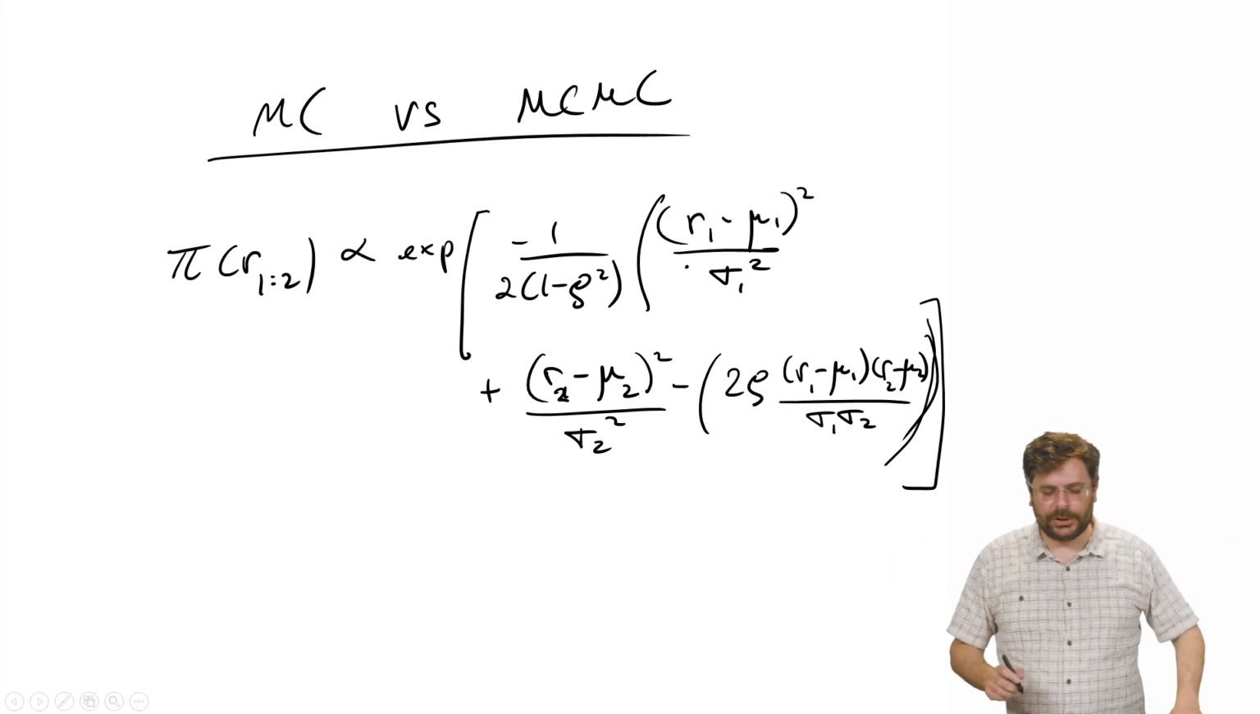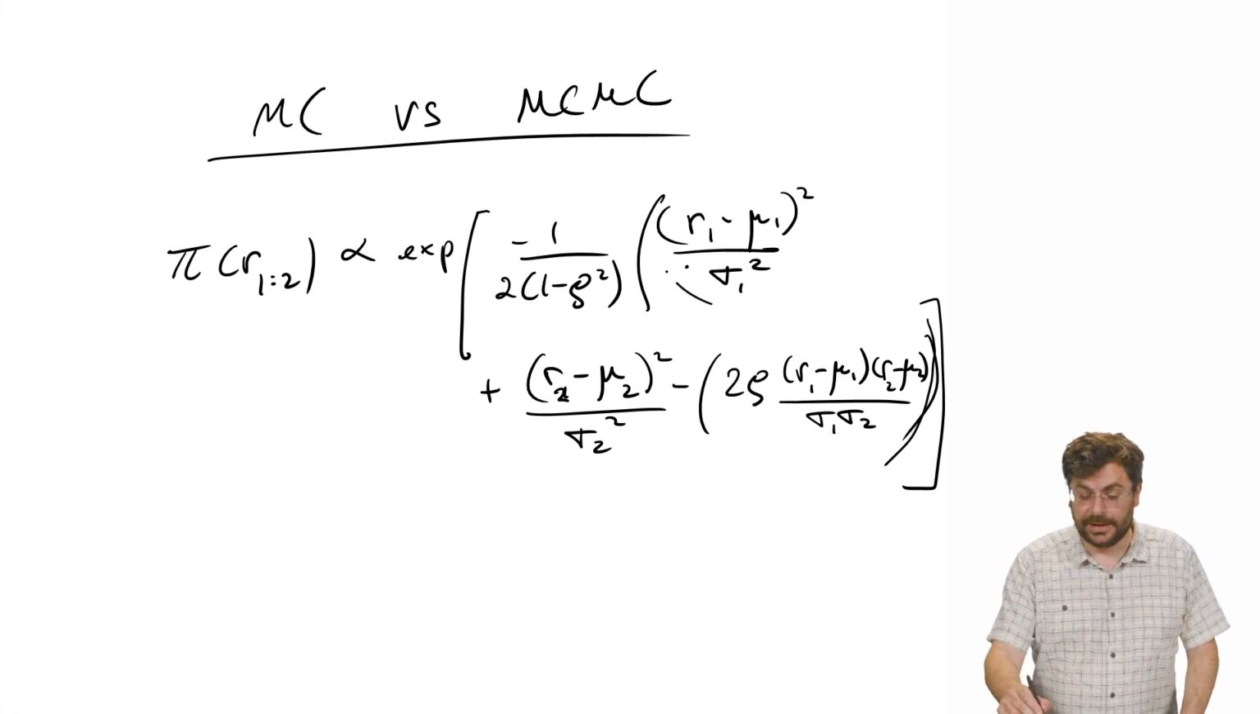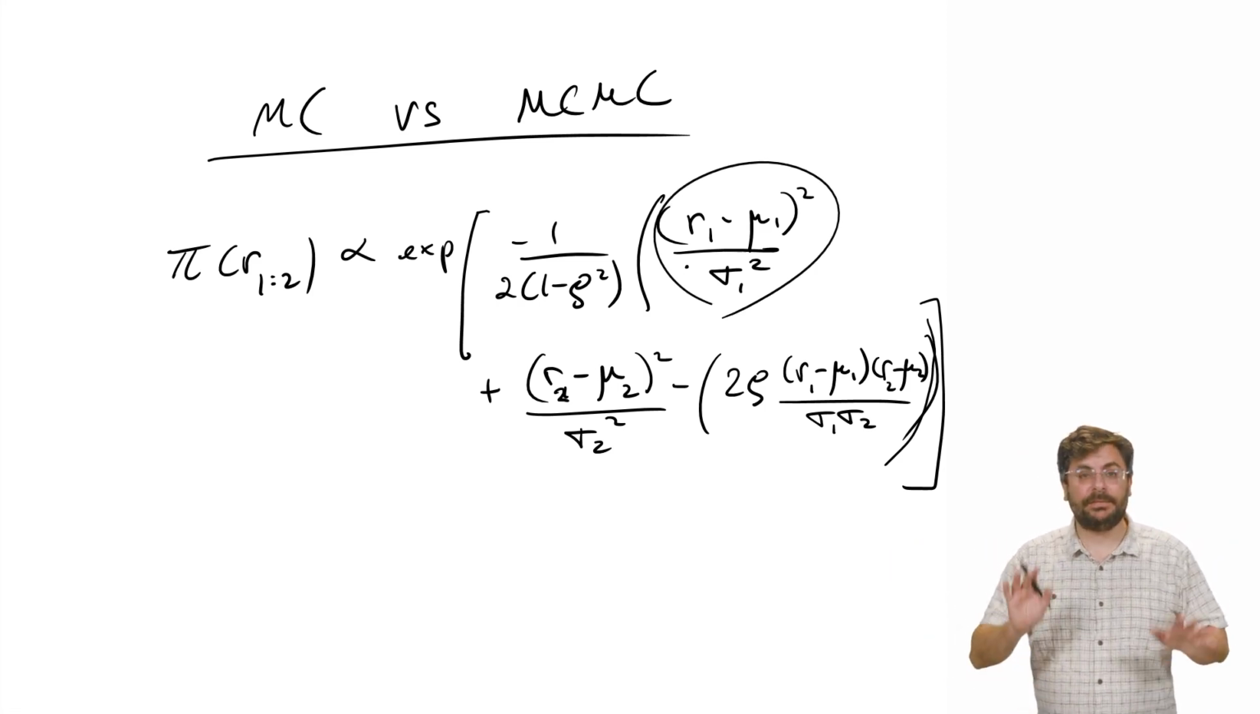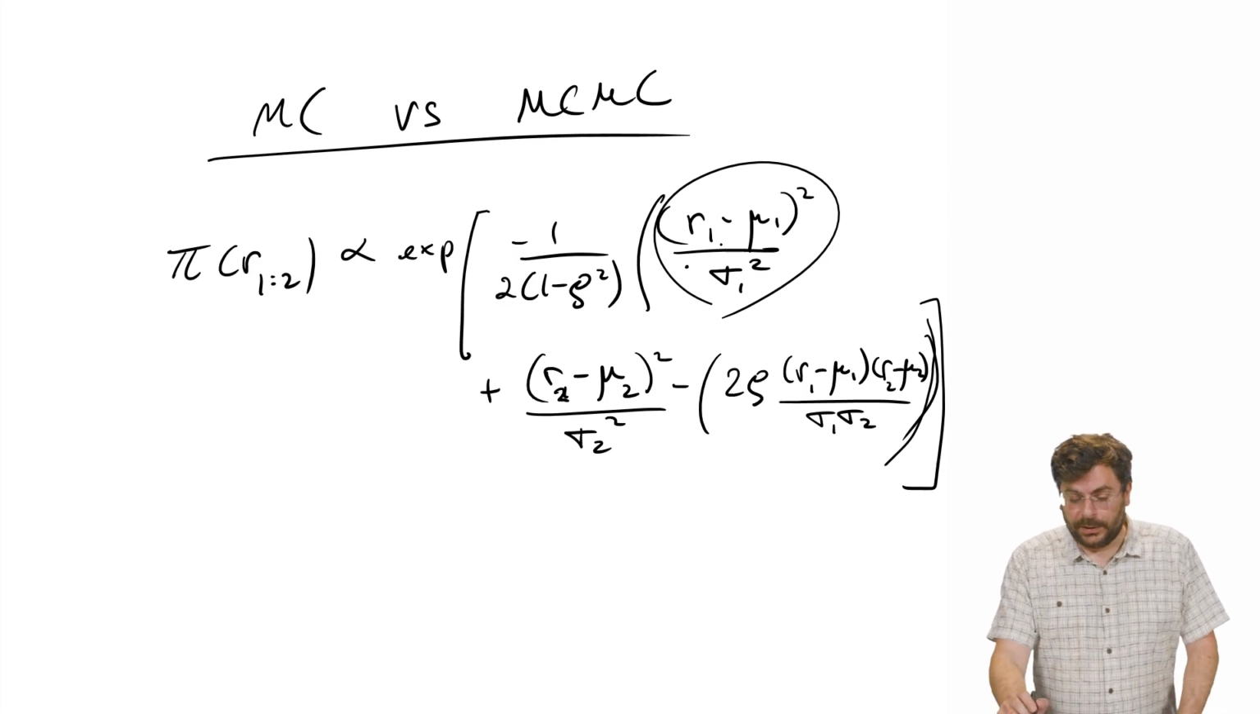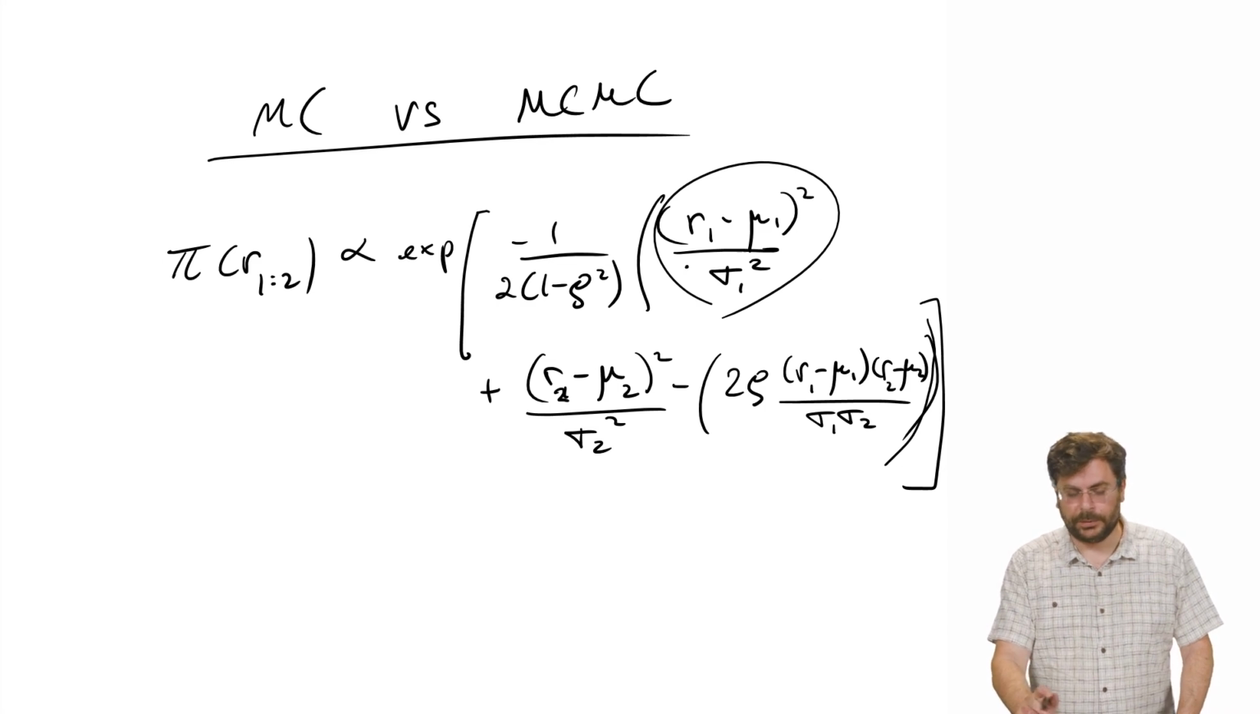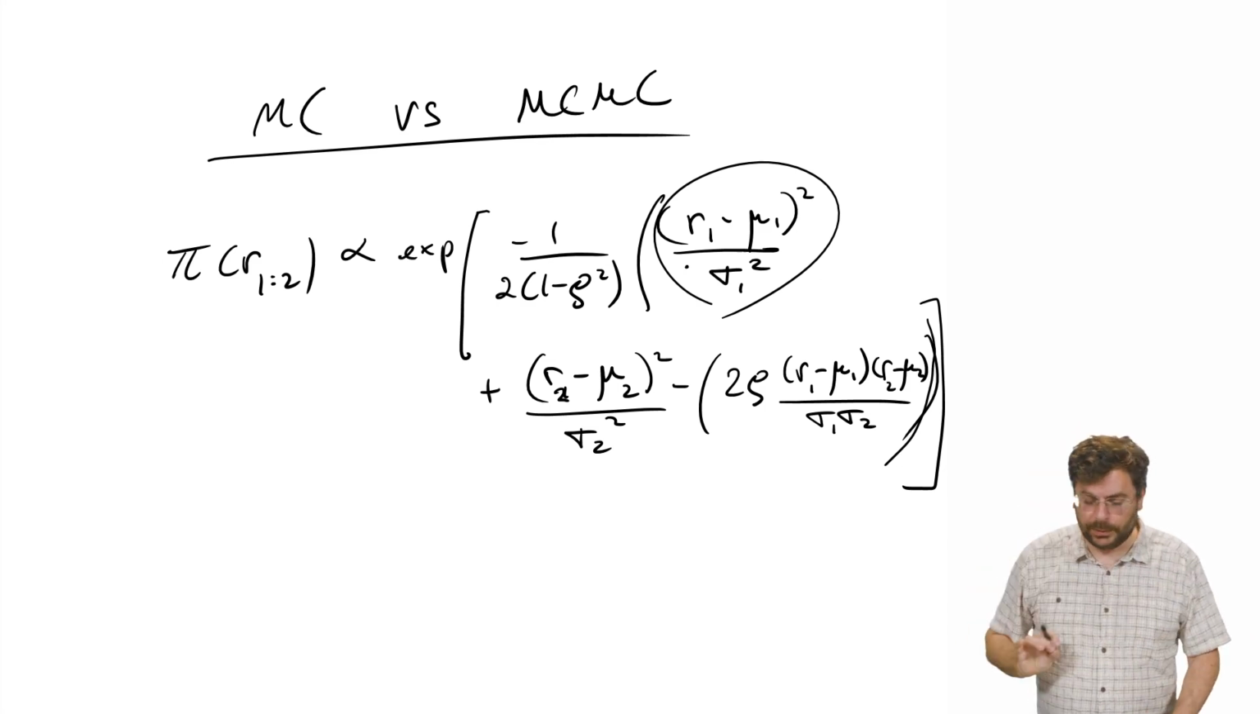So what am I showing? It's basically a two-dimensional Gaussian. I have the one dimension centered around mu1. I have another dimension centered around mu2. So in other words, the center of the Gaussian is mu1, mu2.